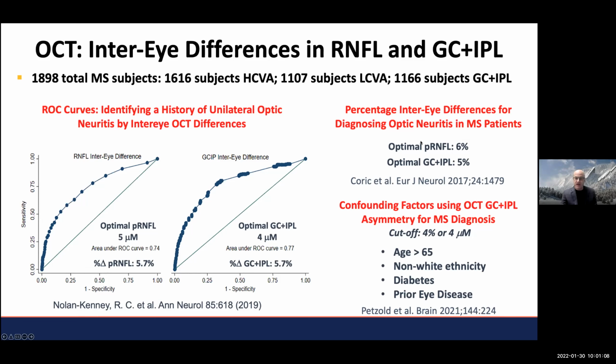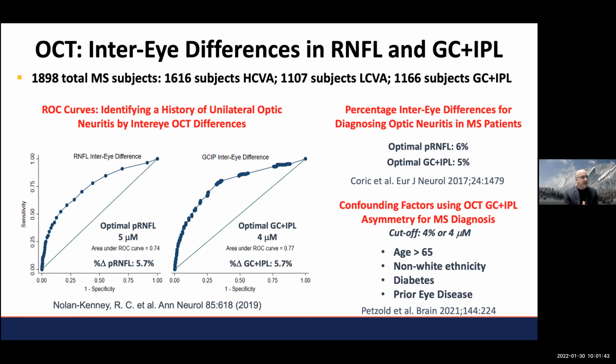A recent study looking at a cohort across the UK found that some confounding factors should be considered. You should not use such analysis in patients that are older, of non-white ethnicity, and with a history of prior eye disease or diabetes. But outside of those conditions, again, a cutoff of about 4 micron difference in ganglion cell interplexiform layer thickness was diagnostic of prior optic neuritis.